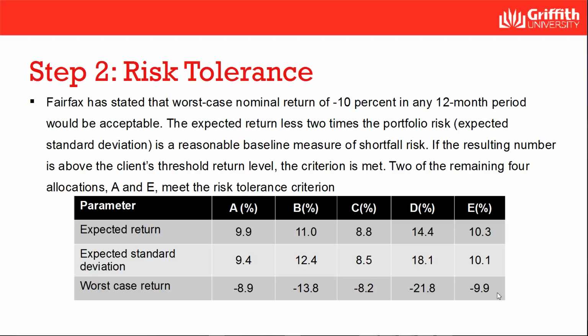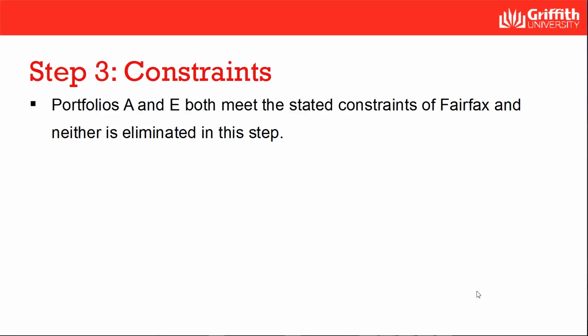Now what we need to do is make sure it's not more than minus 10%. So portfolio A is okay, portfolio C is okay, and portfolio E is okay. But we have already eliminated portfolio C, so we're just left with A and E. Both meet the stated constraints of Fairfax and neither is eliminated in this step. So you go back to the constraints that we listed and compare to make sure that they meet the constraints with liquidity, tax, regulatory burdens, etc.